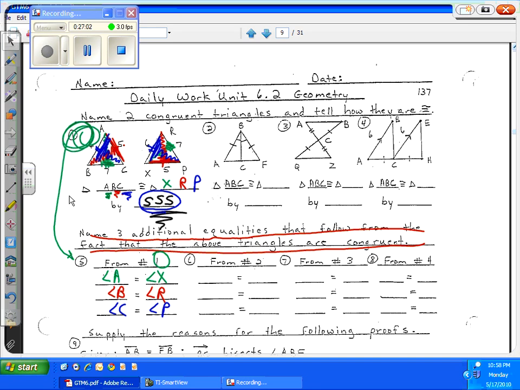Number 3, we have one side of this triangle equal to a side of this one. We have a second pair of equal sides. We know that vertical angles are equal all the time. So we have 2 sides and an included angle of one triangle equal to 2 sides and an included angle of another. So we can say that those triangles are congruent by side, angle, side.